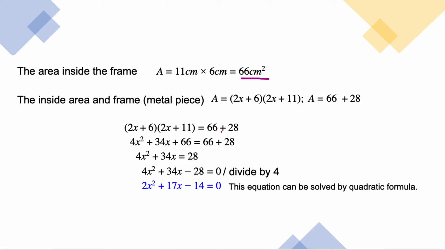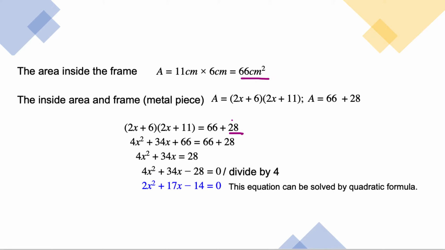But again, we know the area of the metal we are adding, because we have the inside area of the rectangle, plus the area contained in the metal frame in the gray color, which is 28 centimeters square. When we rearrange this formula and multiply those two binomials, we get 4x squared plus 34x plus 66 equal to 66 plus 28.